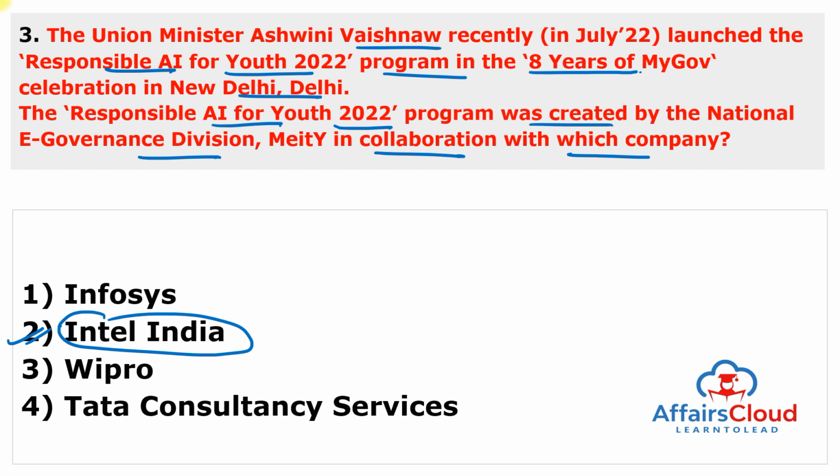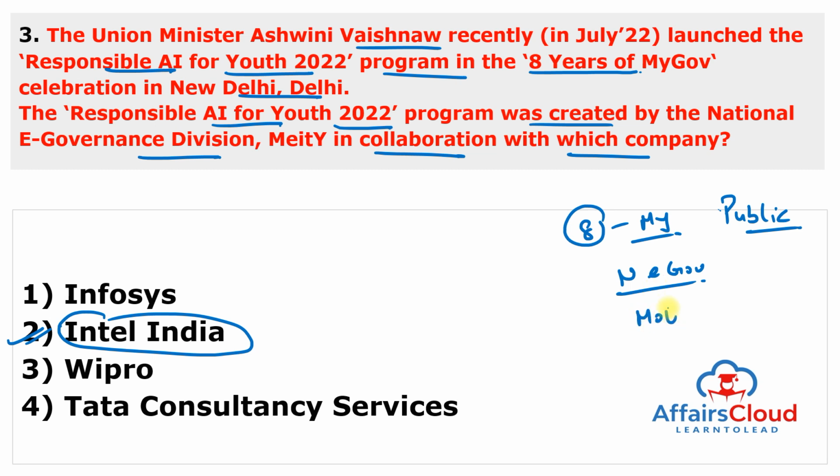So the Union Minister Ashwini Vaishnav ji, Ministry of Electronics and Information Technology, inaugurated the day-long event to celebrate 8 years of the My Government platform in New Delhi. And the celebration is on the lines of the vision of Jan Bhagidari or public participation. And the Union Minister launched the Responsible Artificial Intelligence for Youth 2022 program, which was created by National E-Governance Division under the Ministry of Electronics and Information Technology in collaboration with Intel India, with the support of the Ministry of Education. And this program will be open to all school students studying in class 8 to 12 across India.